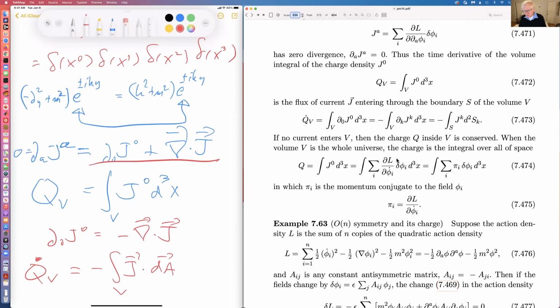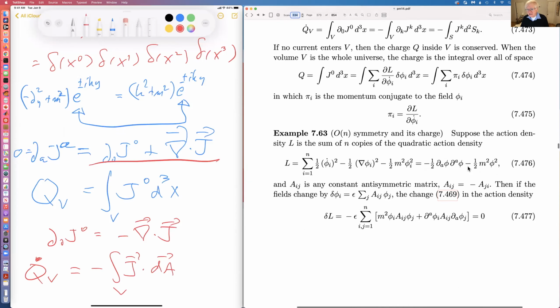Now this thing, partial L partial phi_i dot, is called the momentum conjugate to the field phi_i. And so it's the sum of the momenta dotted into the change in the field, if the change in the field leaves the Lagrangian invariant. And that sum then is the charge density.